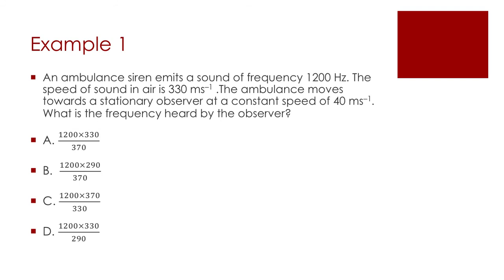Okay, so let's try a couple examples. First of all, we've got one here. The ambulance siren emits a sound frequency of 1,200. We've got the speed of sound, and it moves towards us at a constant speed of 40 meters per second. What is the frequency heard by the observer? Now, it says stationary observer, that means a moving source. Make sure you take the correct equation. So we're using the ones for sound, and stationary observer means a moving source. And it's moving towards, so you can see that I use the minus sign underneath so that my ratio is bigger than 1.